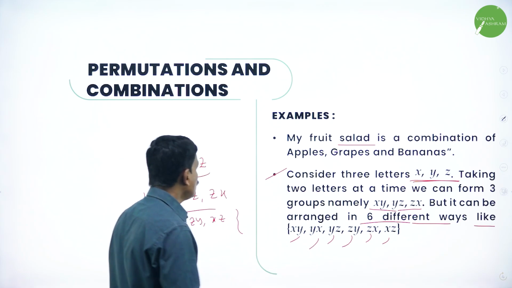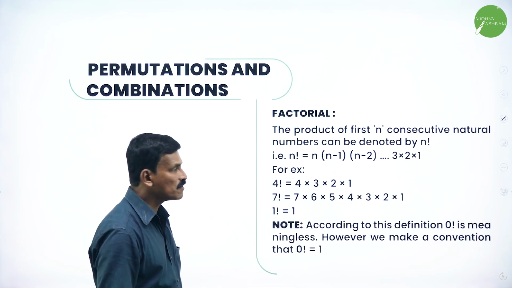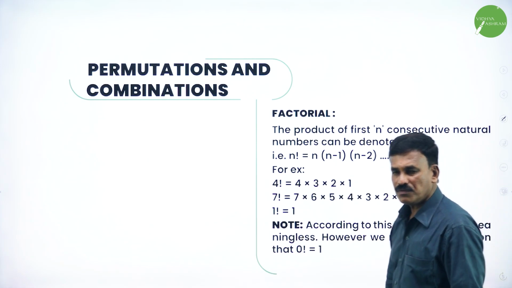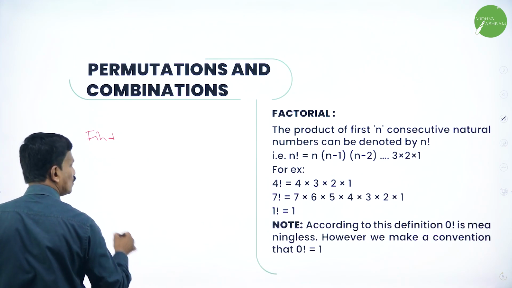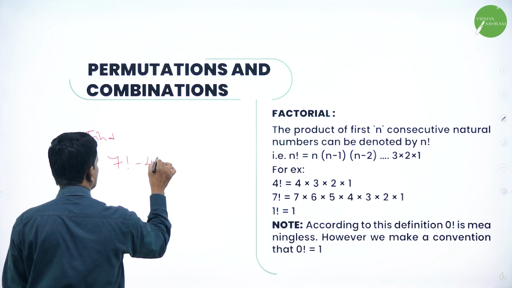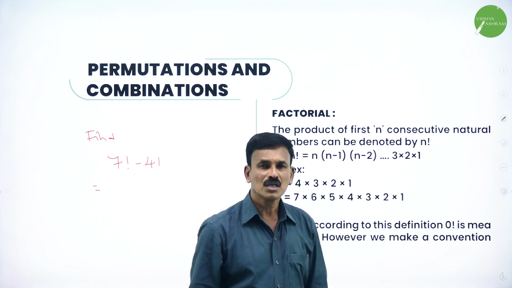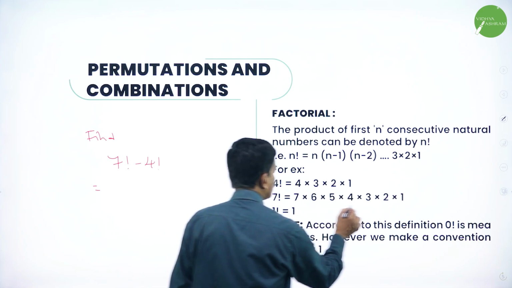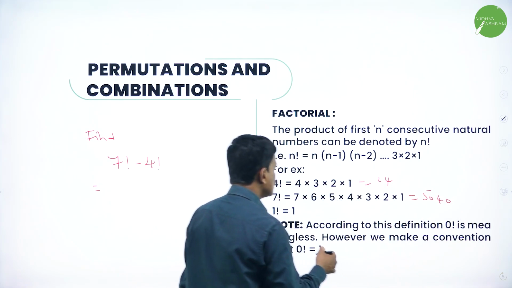Okay. Now move on to the next, factorial notation. This is a very important concept, factorial. For example, find the value of 7 factorial minus 4 factorial. So how to find 7 factorial minus 4 factorial? You know the factorial of 7 is equal to 5040. Here it is 24. Subtract this.